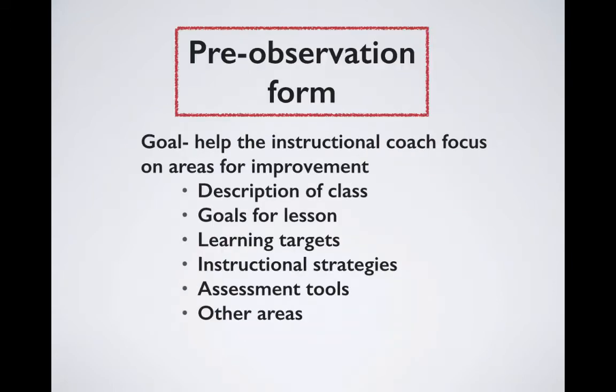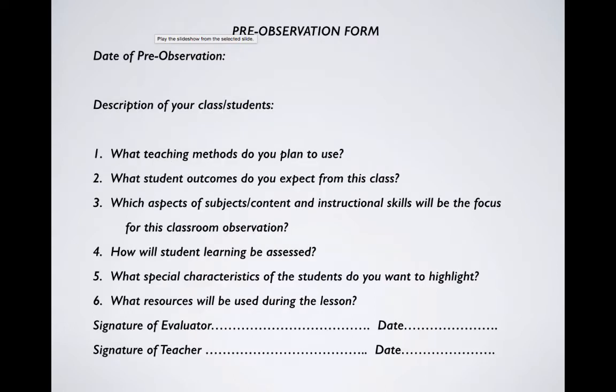We use pre-observation forms to help the instructional coach focus on specific areas for improvement during the observation. We can include things like a description of the class, the teacher's goals for the lesson, the specific learning targets, instructional strategies that are planned, assessment tools, and any other areas where the teacher would like the observer to observe. Here's an example of a pre-observation form.